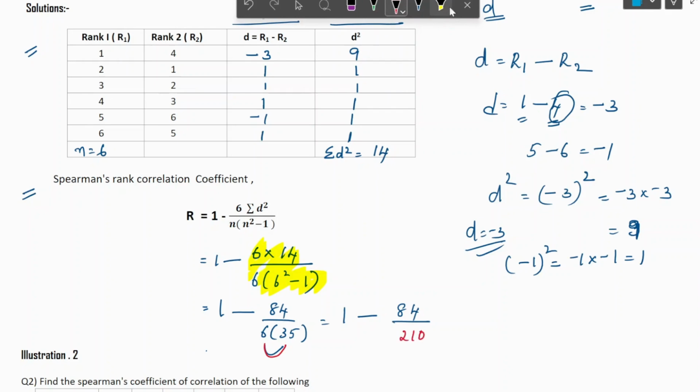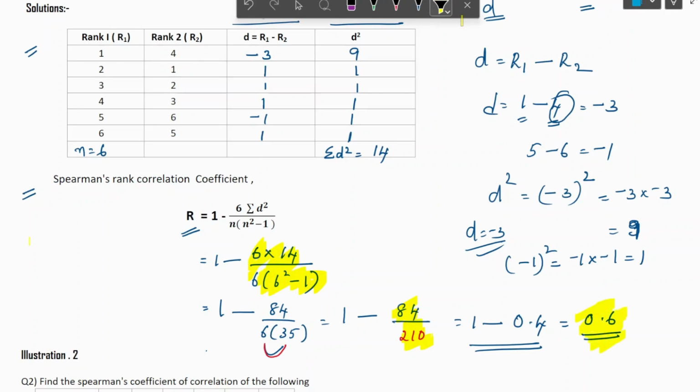Now we are going to calculate this division. 84 divided by 210, that is 0.4. Last, 1 minus 0.4 is equal to 0.6. Here the value of R, the correlation coefficient, is equal to 0.6. See here, this is a positive value. That means it is a positive correlation.